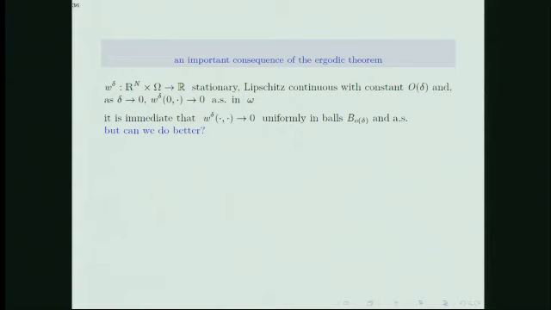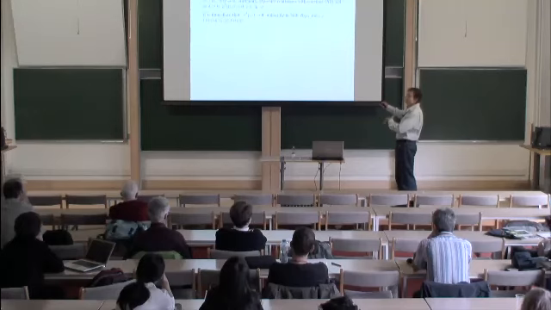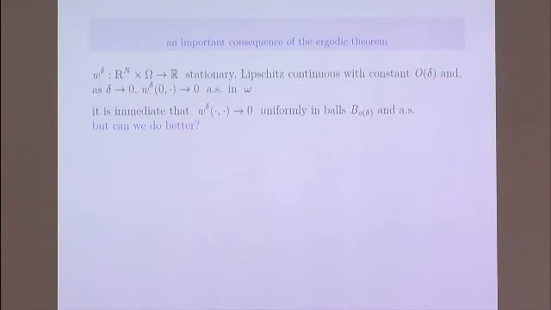Let's say I have a stationary family of functions which are Lipschitz continuous. The assumptions are because I need them in a particular setting. Let's say these functions are Lipschitz continuous with constants that grow like 1 over delta, and I know that at the origin I have a limit. And the question is, can I extend the limit at the origin to a limit in a bigger set?